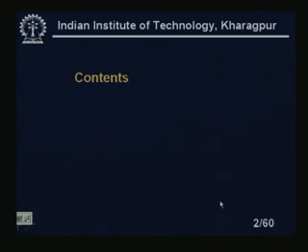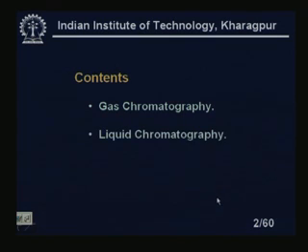The contents are gas chromatography, liquid chromatography, and the chromatogram. In this particular lesson we will discuss how the chromatogram should look, what happens if multiple peaks come, what the problems are, and what exactly the shape of the chromatogram should be. That is important for finding the concentrations of the different components of the gas and liquids precisely.